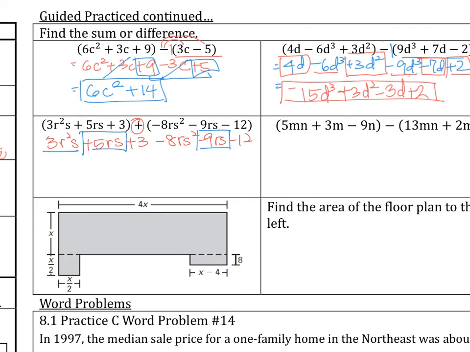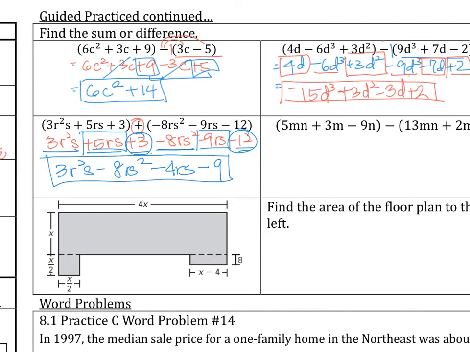3r squared s is alone, negative 8rs squared is also alone, and we also have 2 constant terms which we can combine together. So I'm going to first write 3r squared s, and I'm going to take negative 8rs squared and combine it with 3r squared s. And then I'm going to add 5rs to negative 9rs, which makes negative 4rs. And then I will add 3 and negative 12 to get negative 9. This will be our simplified expression.